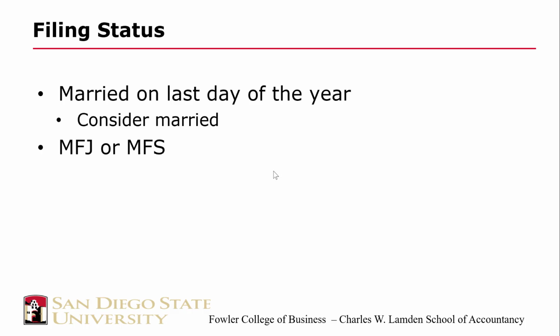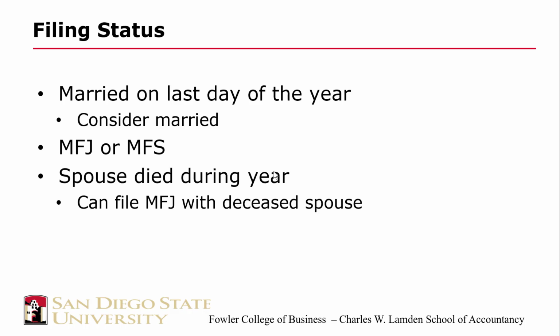So again, if you're married on the last day of the year, you're considered married for the whole year, which means you're stuck with either married filing joint or married filing separately. If your spouse died during the tax year, you can continue to file married filing jointly with your deceased spouse. Because remember, that spouse may have had income during the year, they may have had deductions during the year, but because they died during the year, think of it as they give you this one last chance to file jointly, and they let you do so.